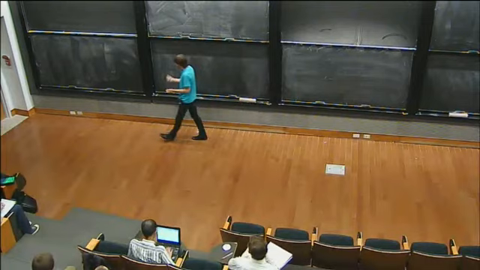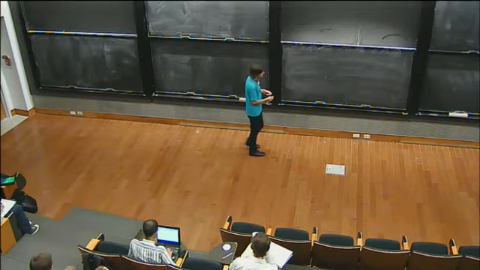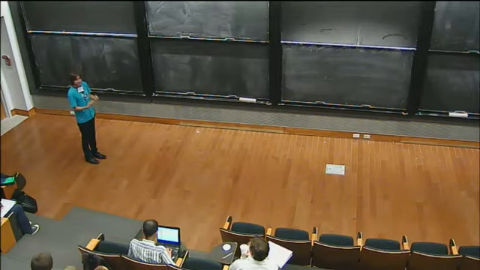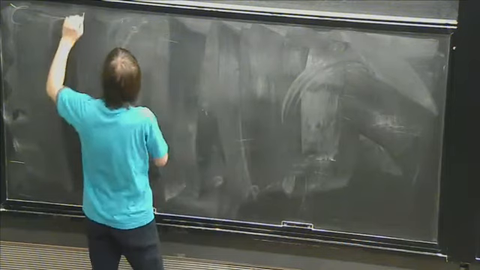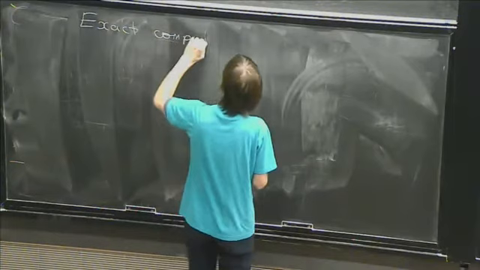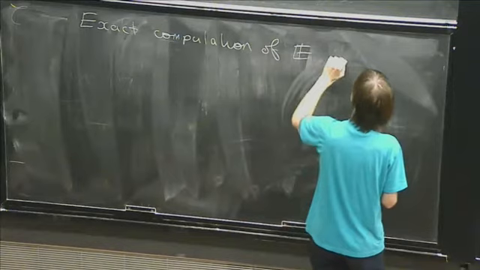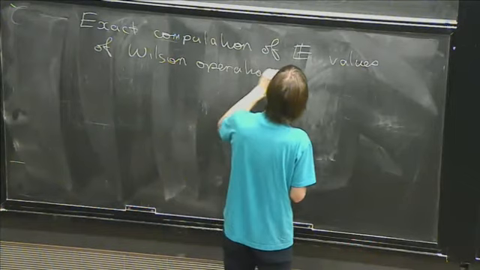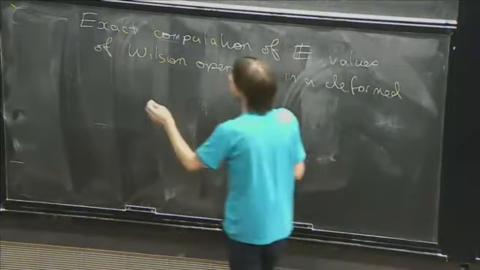So I've been doing some work the past couple of years, partly with my student Owen Gwilliam, about foundations of perturbative quantum field theory. What I want to explain today is an application of this to compute the expectation values of some observables in a certain gauge theory. So it's an exact computation of the expectation values of some Wilson operators in a deformed N equals 1 gauge theory.